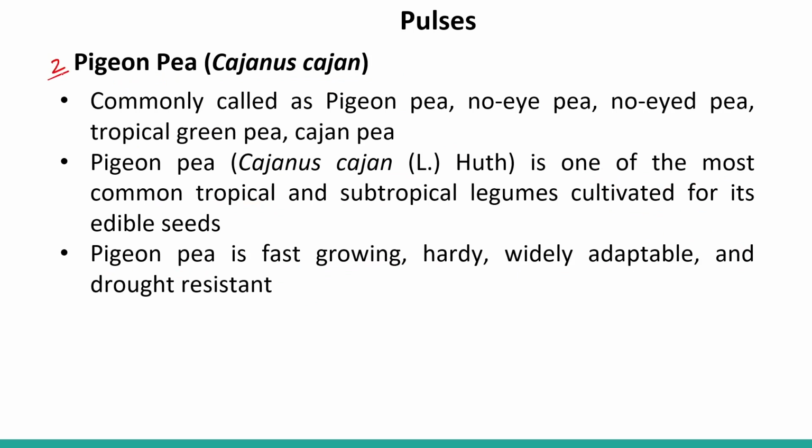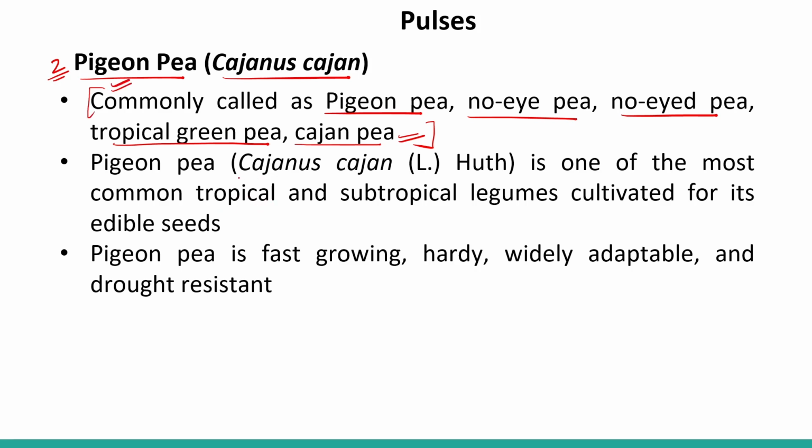Next one is the pigeon pea, that is Cajanus cajan, very important. It is commonly called pigeon pea, no-eye pea, tropical green pea, and also Cajan pea. So these are some of the important common names of this particular pulse, right?